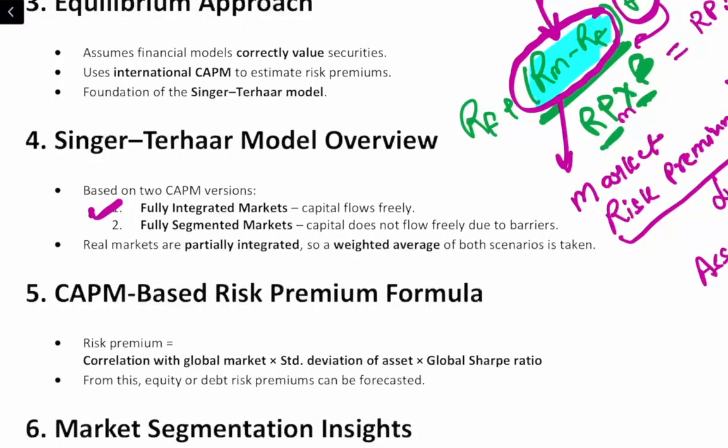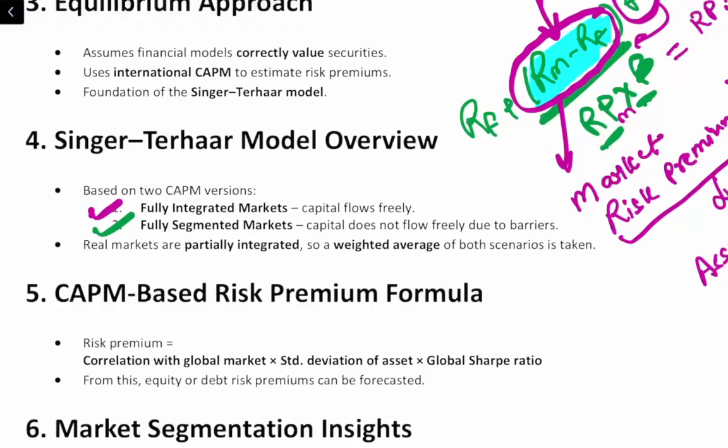Fully integrated market, capital flows very easily. Second, the other approach, that is capital does not flow freely because of some barriers. Okay, government restrictions are there. That means there are two assets with the same risk but different expected return.